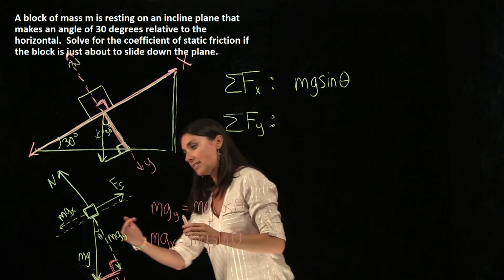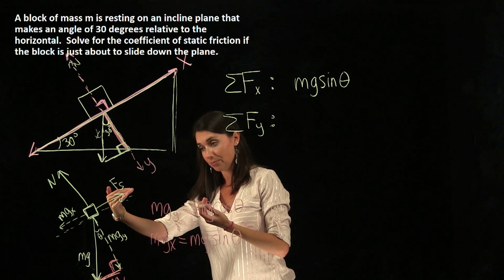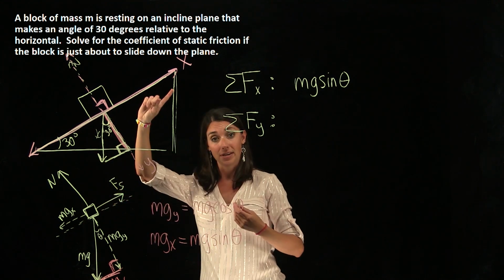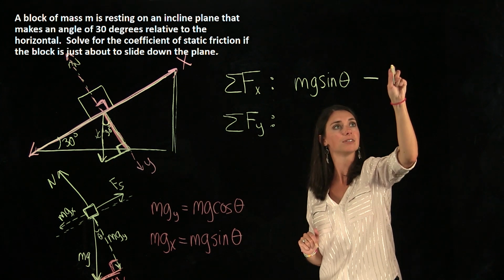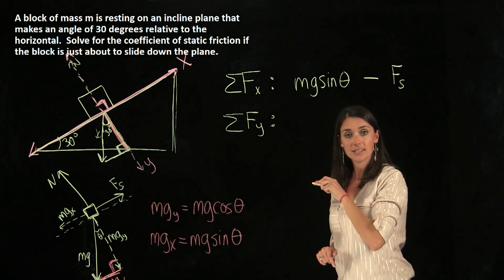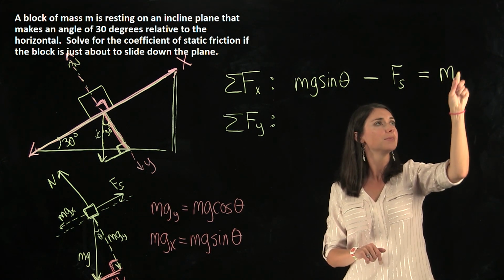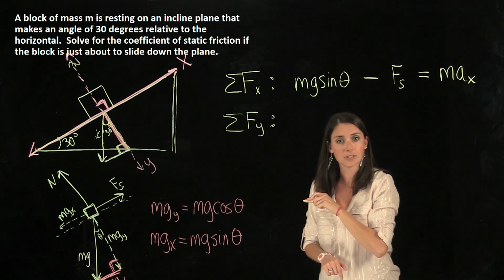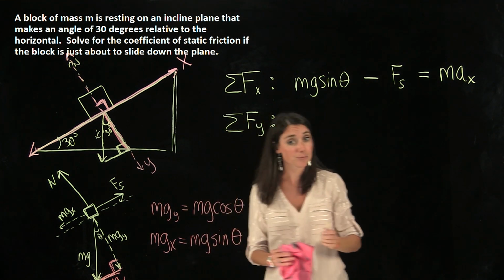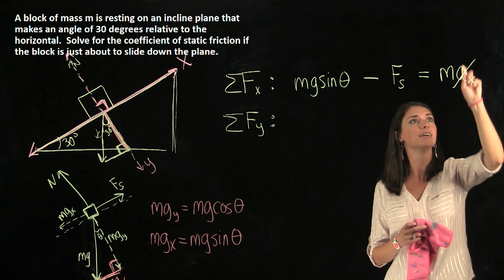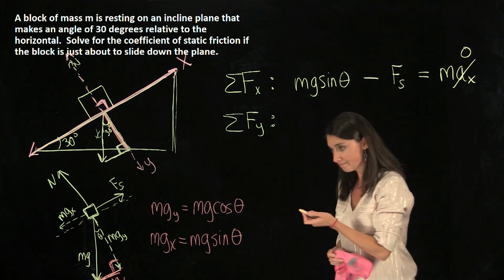Then I know that my static friction is resisting that, which is why it can stay at rest. And that's going up the incline, so that's going against that. So I'm going to use a negative force, minus static friction. And in the previous problem, we set this equal to max. However, since our block is at rest, we can say that this is 0, since it's not actually moving.